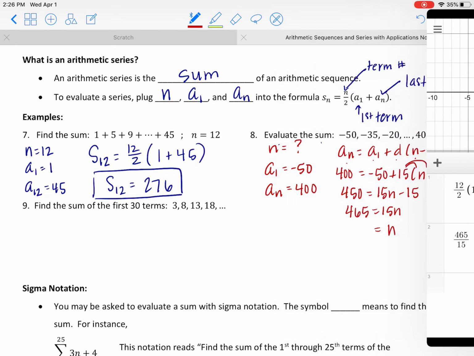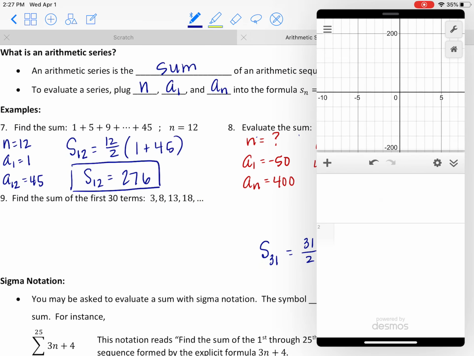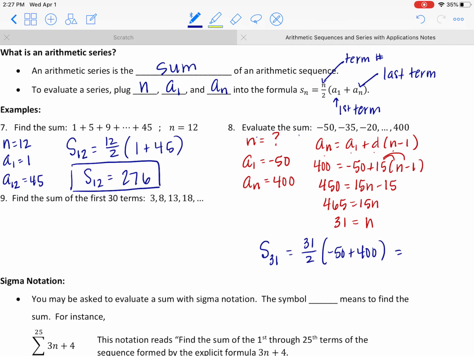Now I can find my sum. Now I have the variables I need there. So we're looking for the sum for these 31 terms. So we take 31, divide by 2, and multiply by the first term plus the last term. And calculator is going to do the rest for me there. So I have 31 over 2, and then multiplied by negative 50 plus 400. And so the sum of the numbers on the list is going to be 5,425.